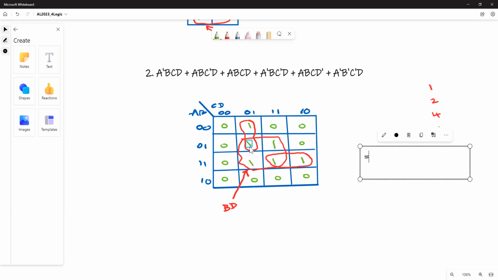A bar B, right? We have A bar B, isn't it? Then C bar D. Then A bar B, C D. Then what do you have? We have A B C bar D. Then A B C D.